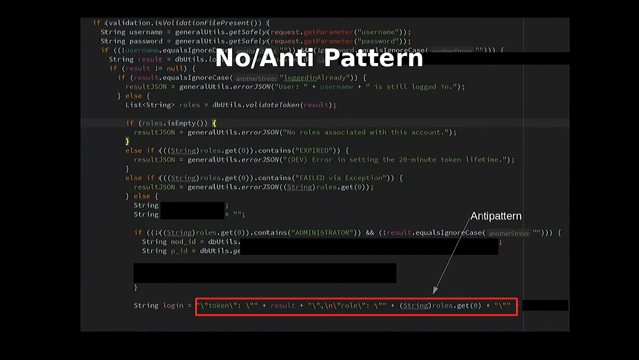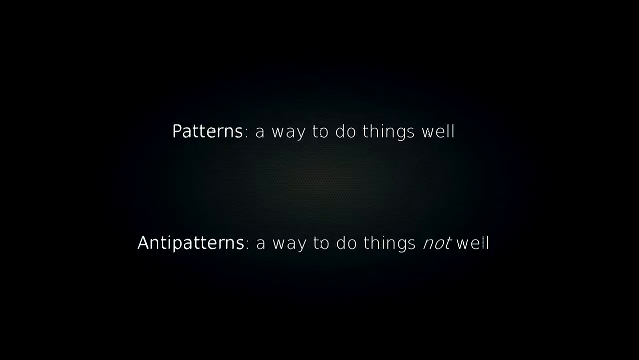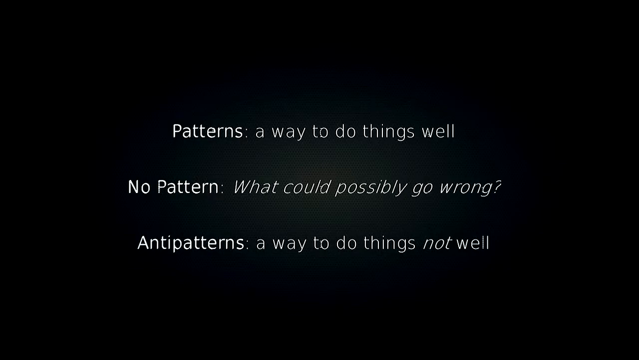No pattern, but we've also got this crazy anti-pattern down here, so I was kind of shocked when I saw this. They're generating JSON by using string concatenation and just... what the... So anyway, yeah. Okay, so, summary, patterns. A good code pattern is a good way of doing something, an anti-pattern is a bad way of doing something. And you've got the kind of thing in the middle, which is like no pattern, and what could go wrong, right?